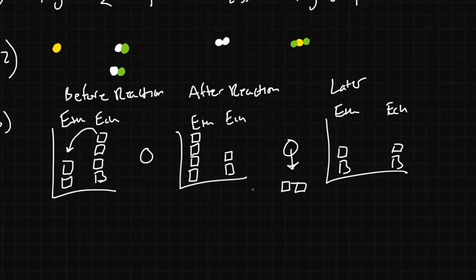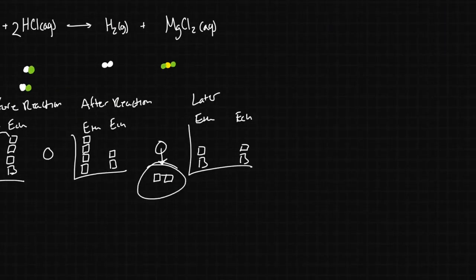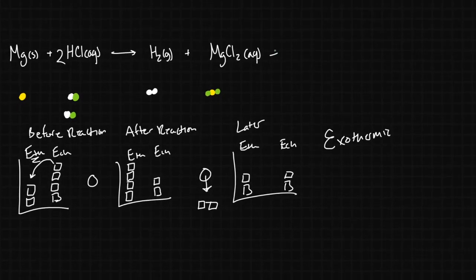Just energy that used to be making these particles move faster. Remember, that's what ETH is, how fast these particles are shaking and vibrating. Well, as they run into stuff, they slow down. That's what we're showing here. This is energy that is going out into the environment. It's going outside somewhere else. Because we have energy leaving, this is exothermic. And we would think of energy as a product.